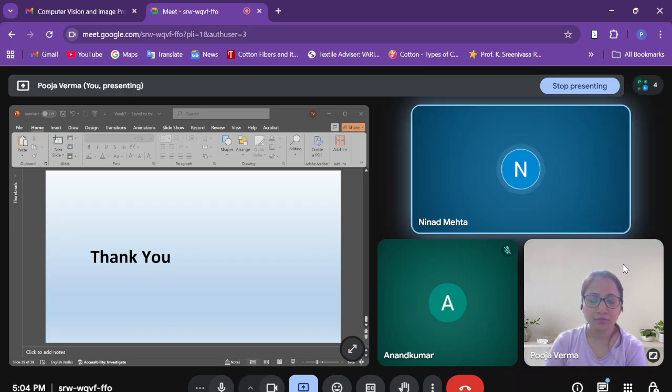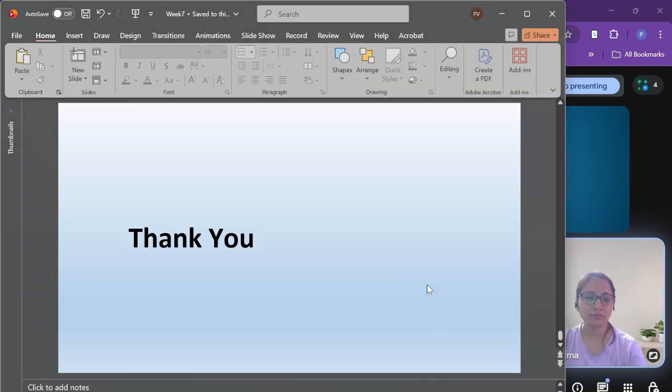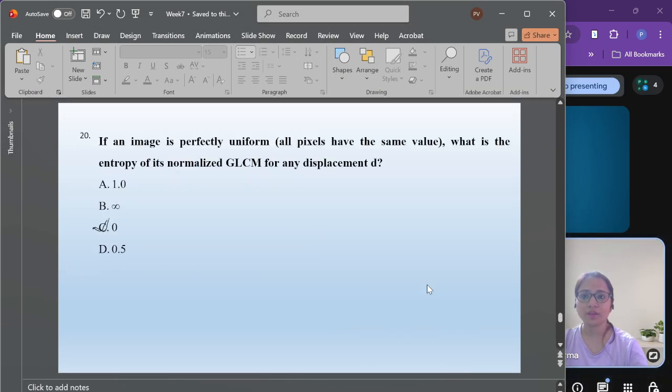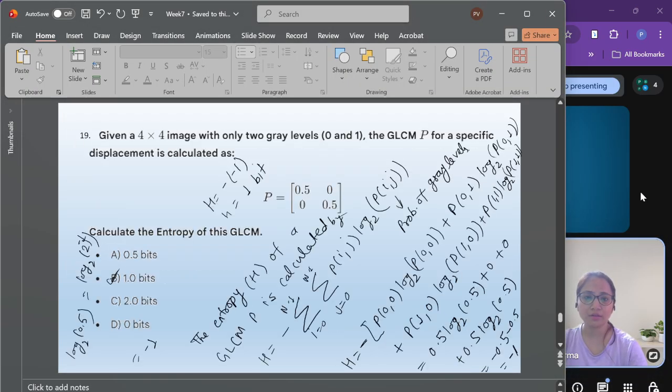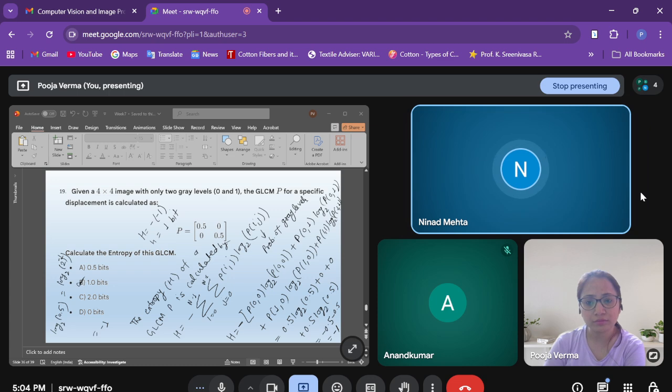Ma'am, for question 19, if we calculate just the Pij, then the rows would be 0, 0.5, and the column would be 0, 0.5, right? Like if we were to construct Pij and write it down, in the x direction it would be 0, 0.5, and in the y direction it would be 0, 0.5. So that would have only a single entry, right?